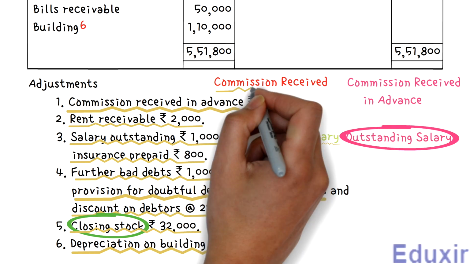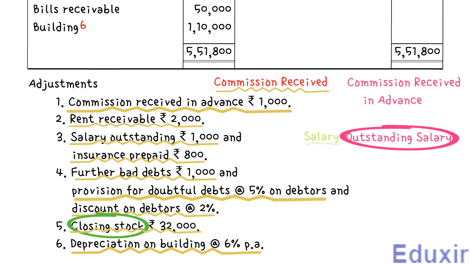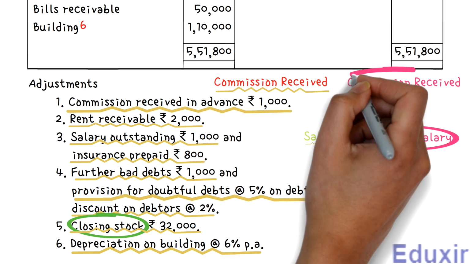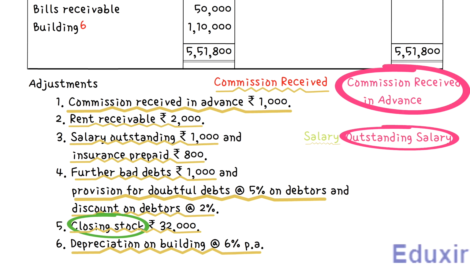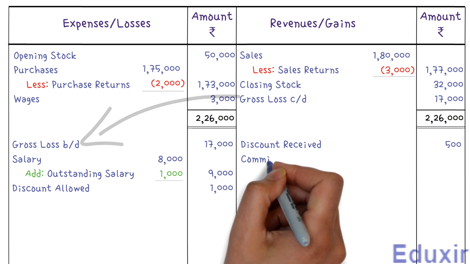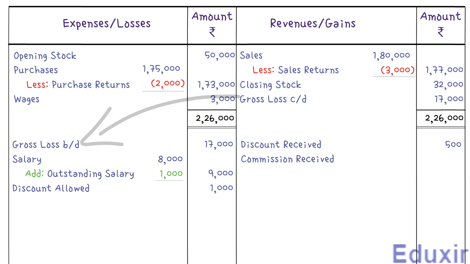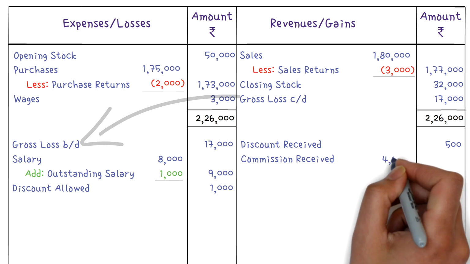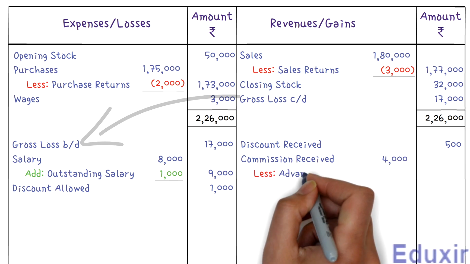Now the commission received is revenue and it should go into the profit and loss account. And commission received in advance is a liability. So we should handle it when dealing with the balance sheet. So let's first write the commission received in the profit and loss account on the revenues or credit side. The corresponding commission received amount is 4,000 rupees. Now we should lessen the advance commission as already discussed.